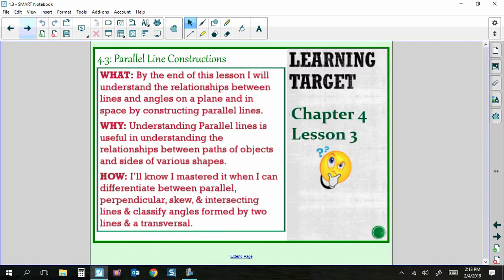Today we are looking at 4.3 parallel line constructions. What are we learning? Well, by the end of the lesson, you will be able to understand the relationships between lines and angles on a plane and in space by constructing parallel lines. Understanding parallel lines is useful in understanding the relationships between paths of objects and sides of various shapes. How will you know it? Well, you'll know you've mastered it when you can differentiate between parallel, perpendicular, skew, intersecting lines, and classify angles formed by two lines and a transversal.